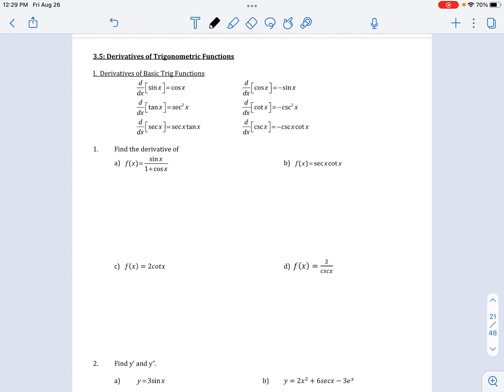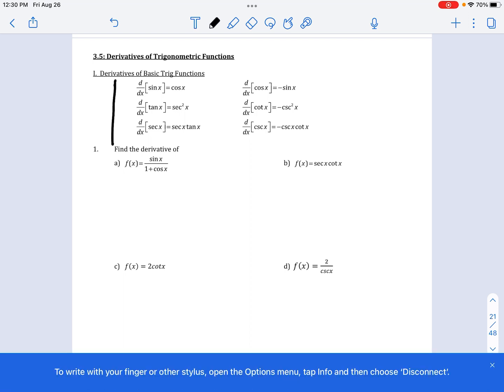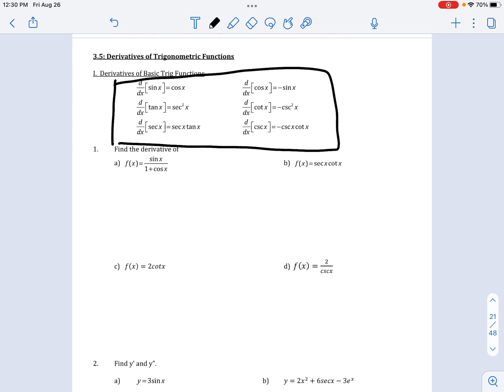Okay, we want to now learn the derivatives for the 6 basic trig functions. So these are your 6, and you will eventually make a note card on this. So the derivative of the sine is the cosine function. The derivative of the tangent is secant squared. Derivative of the secant is secant tangent.